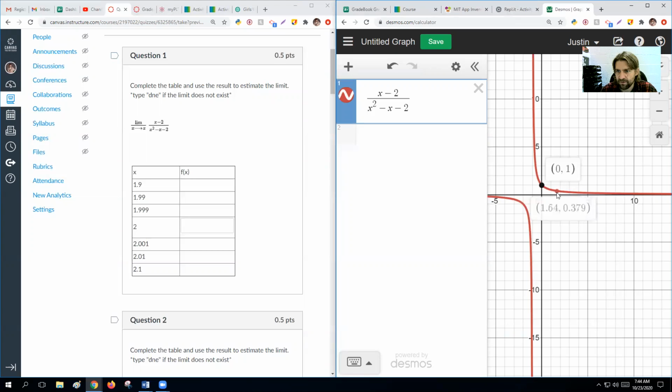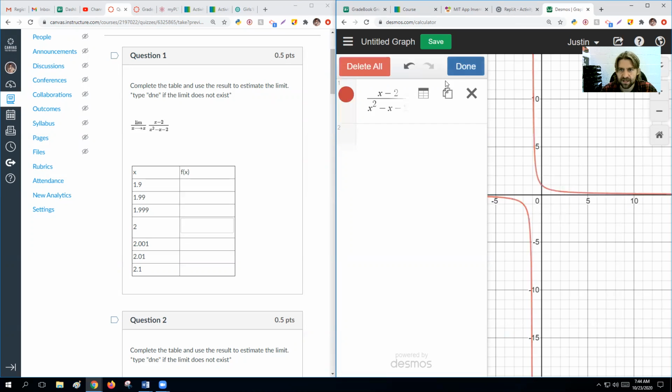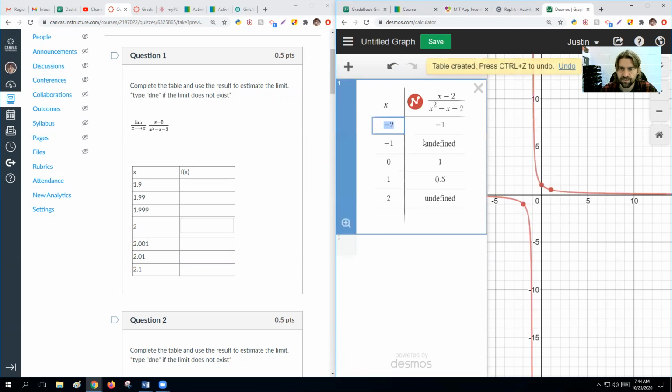It's like 0.4, 0.35. My mouse is being finicky, 0.34. And if I go the other way, 0.32. So maybe let's look at the table. To get a table, we're going to click that little gear, click convert to table.